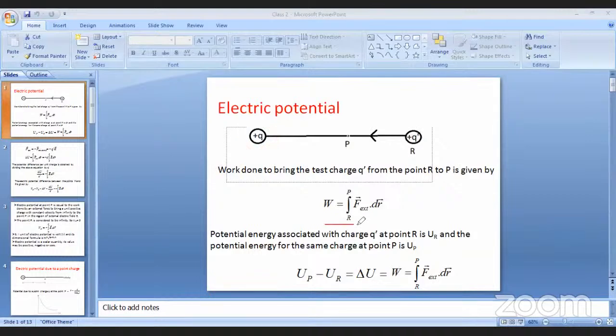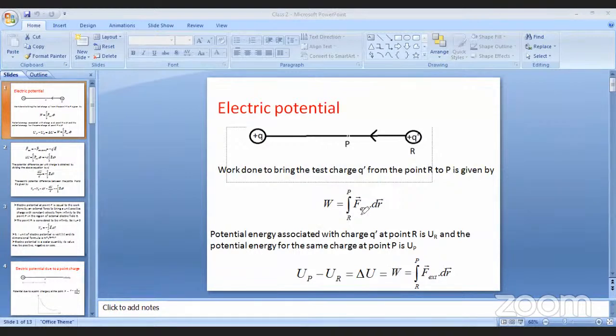So that work done is actually given by the integral from R to P of F external dot dr. F external means the force which we are applying against the electric field of this source charge, that is called the external force. Here this integral gives you the total work done to bring the test charge from the point R to the point P.